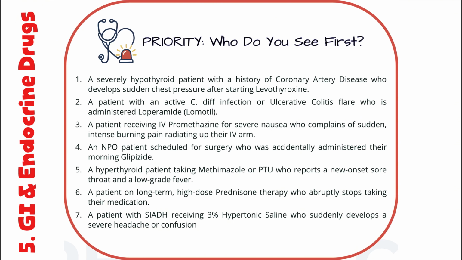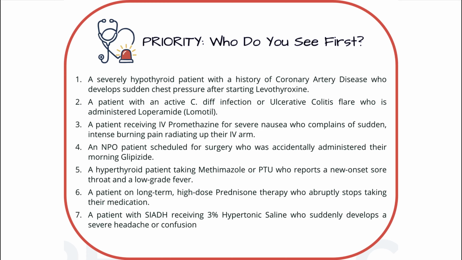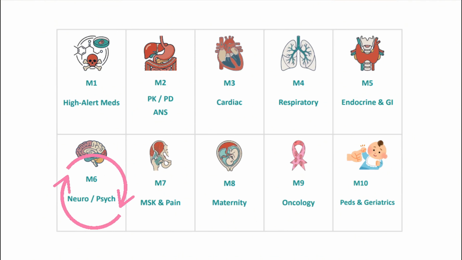A hypothyroid patient with a CAD history just started on high-dose levothyroxine, now reporting chest pressure. The accelerated metabolism just outran the coronary supply. A hyperthyroid patient on metamizole with a new sore throat and low fever isn't fighting a cold. The immune system may be gone. And a patient on IV promethazine reporting burning pain radiating up the arm needs that infusion stopped immediately before the tissue dies.